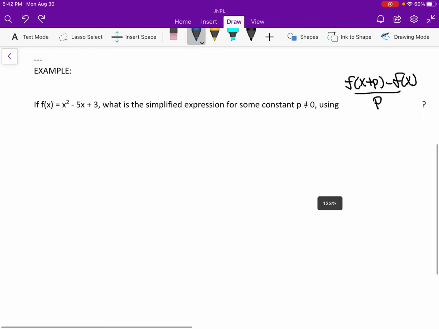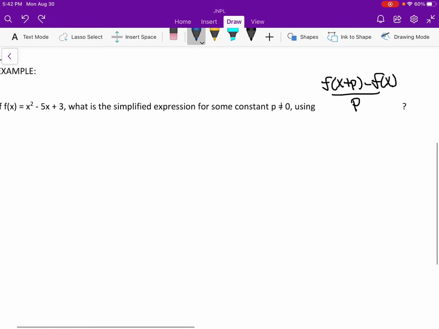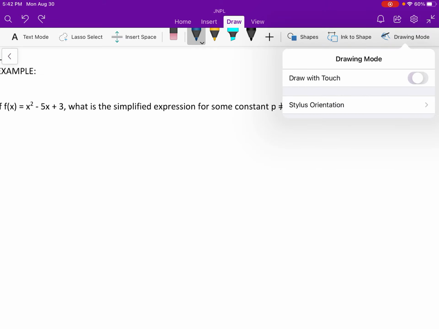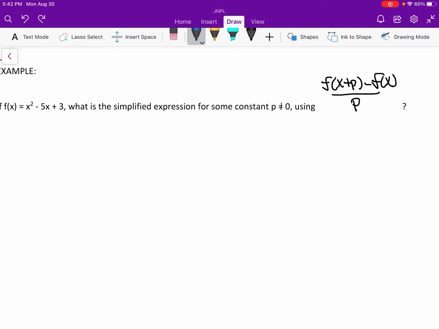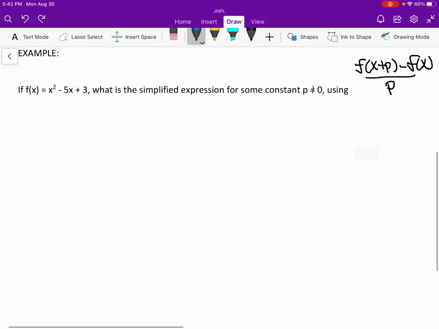So the problems will always be worded like this. If f of x equals something, it might not be f of x. It could be g of x, z of x, whatever. Something of x equals something. What is the simplified expression for some constant p is not equal to 0, and it might not always be p. It might be a different letter, but usually p, using this. Try to circle it. This right here. Okay? So, if that sounds like gibberish, fine, good.